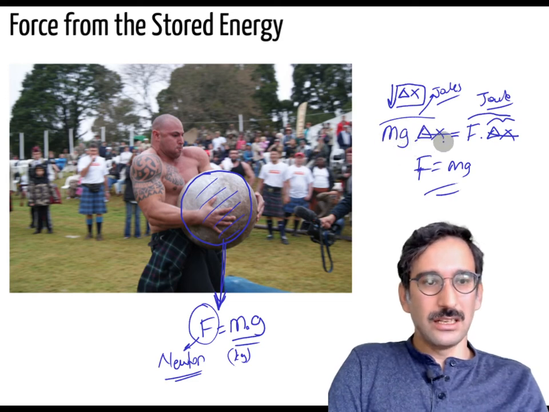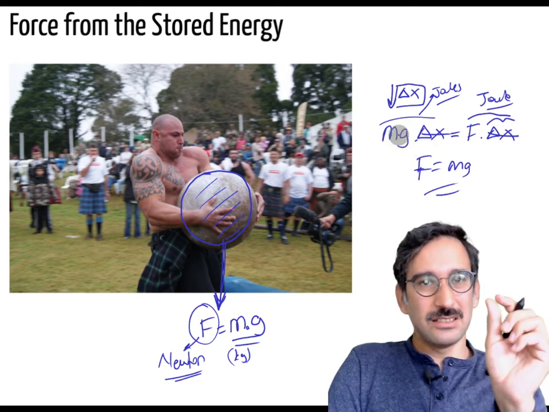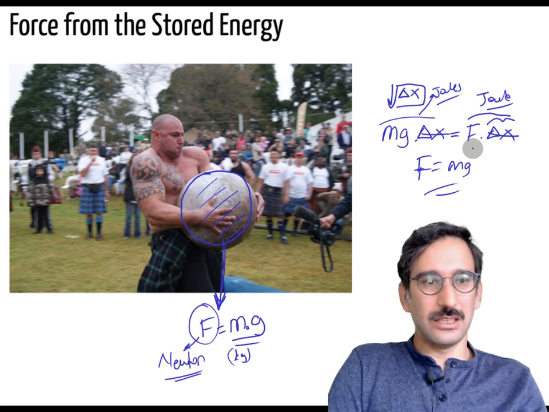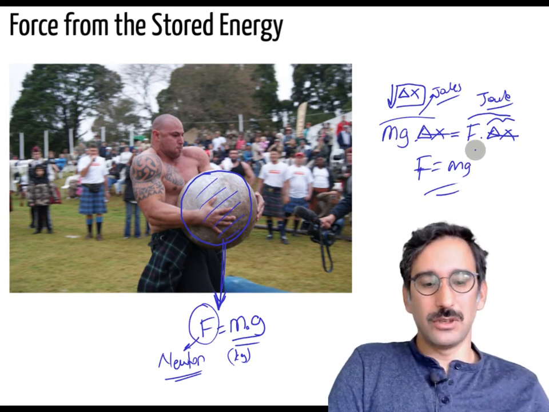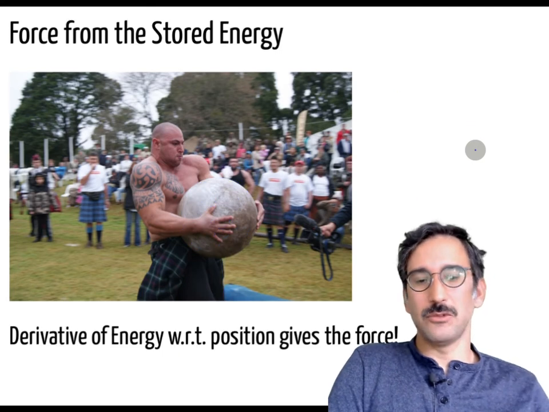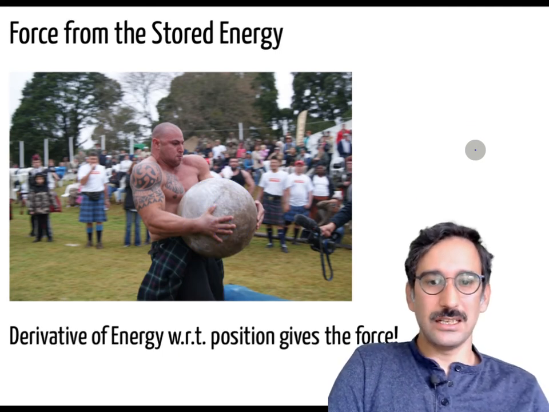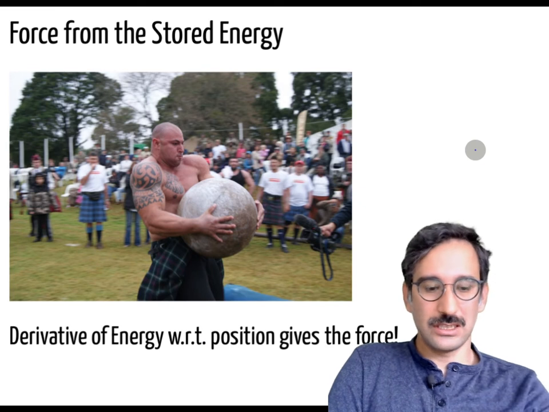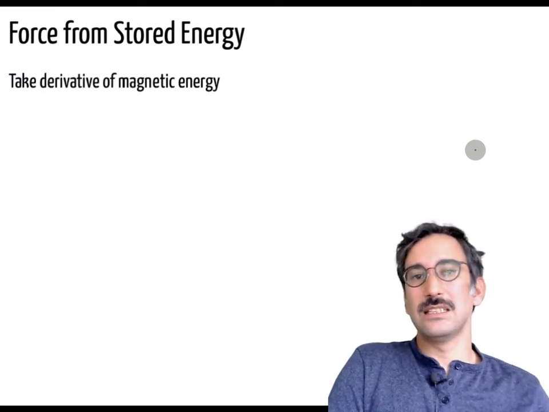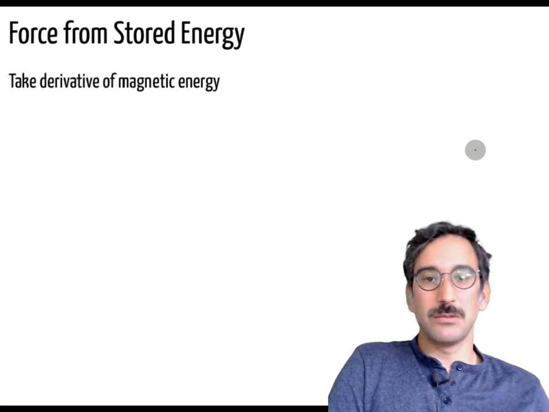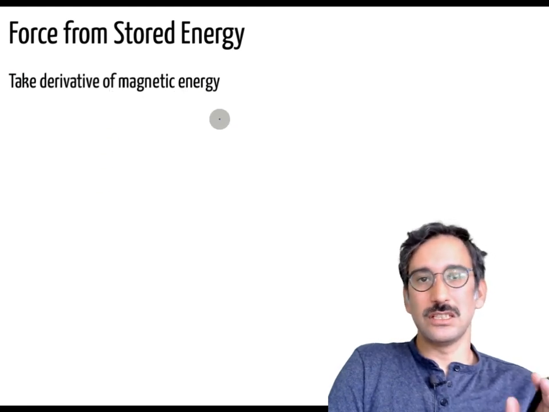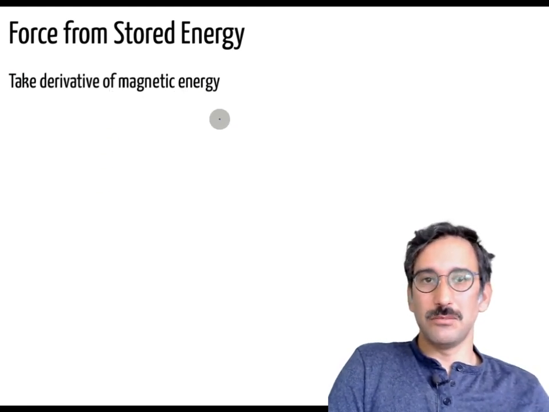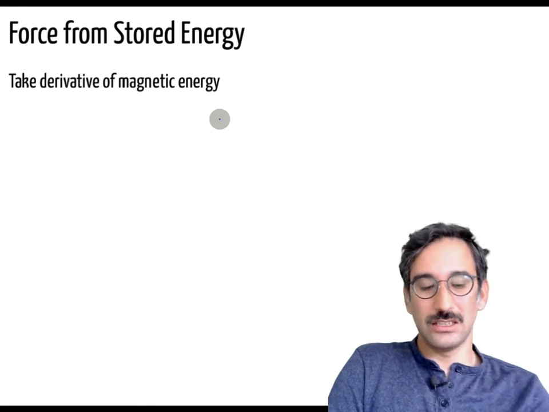So we are moving it a really small distance, and we can calculate the mechanical force. So we will do the same thing for the magnetic system. The derivative of the energy with respect to position gives you force, and in magnetic systems, we will take the derivative of the magnetic energy with respect to position, and it will show you how much force is generated in that system.